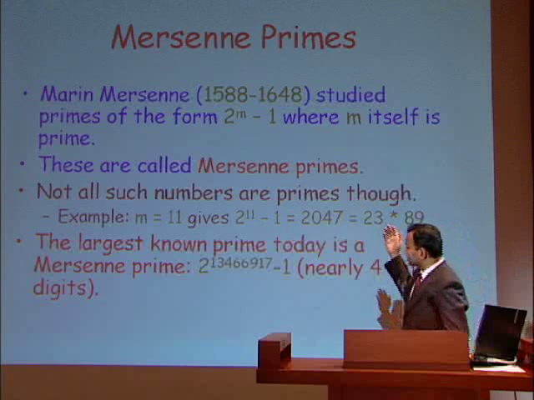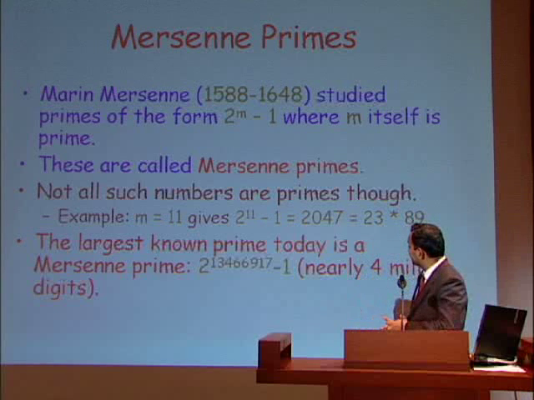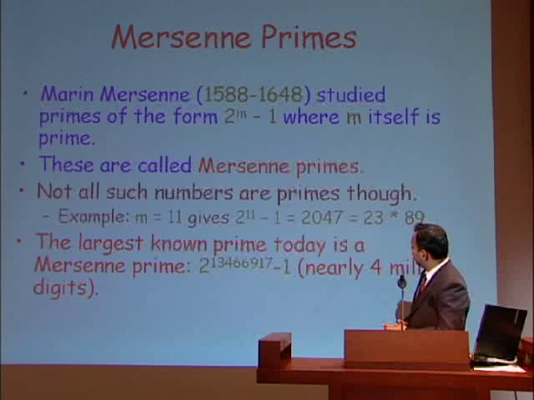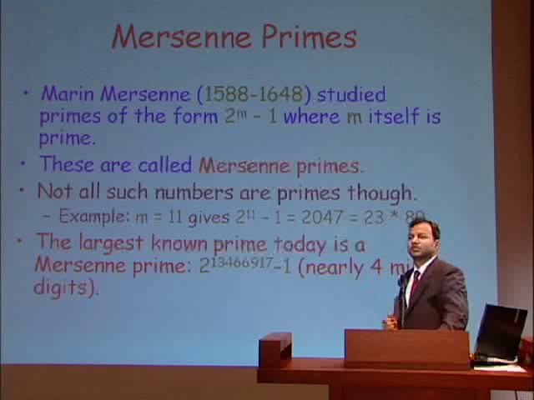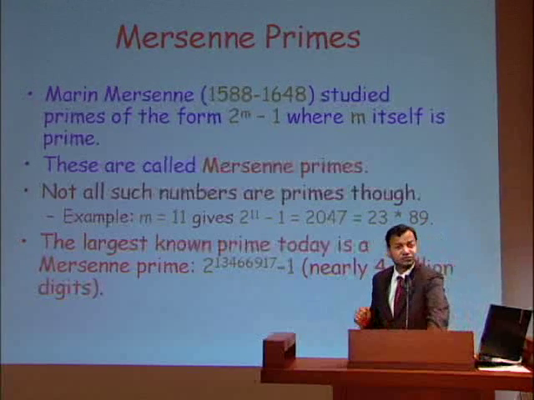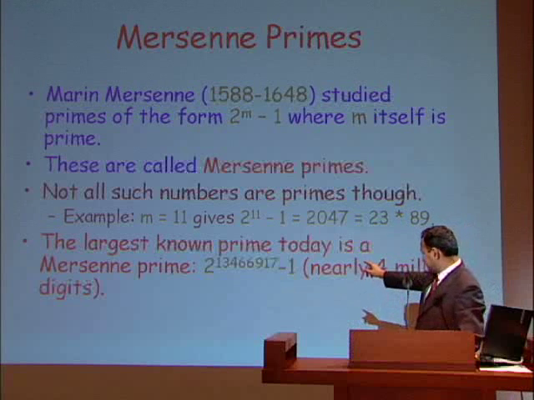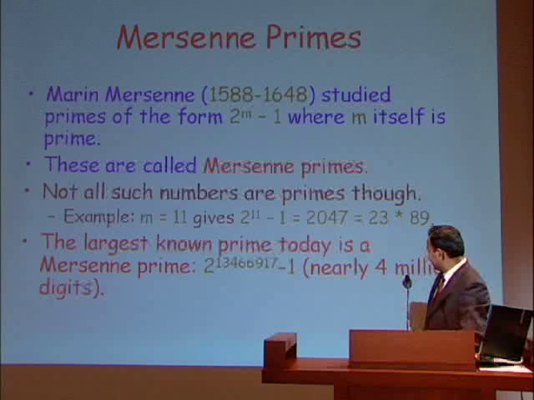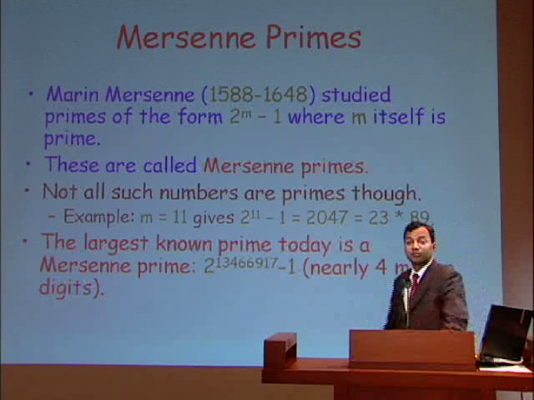And since they have such a nice structure, such a nice representation, in modern times it's very easy to test if such numbers are primes or not. And indeed, the largest known prime number as of today is a Mersenne prime. That's the number 2 to the 13,466,917 minus 1. It's about 4 million digits long.